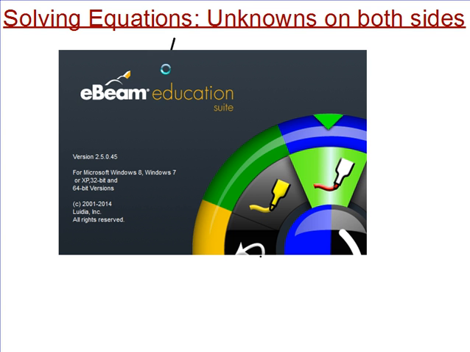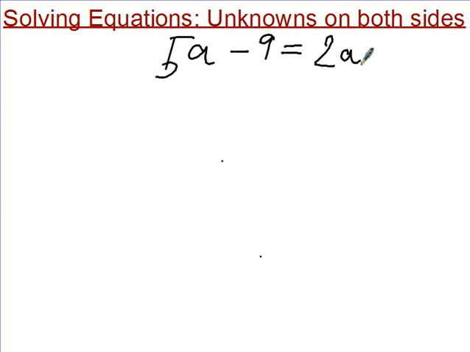This example is 5a subtract 9 equals 2a. So as you can see here, we have an unknown here and an unknown here. And when we're solving equations, we need to find the value of the unknown.